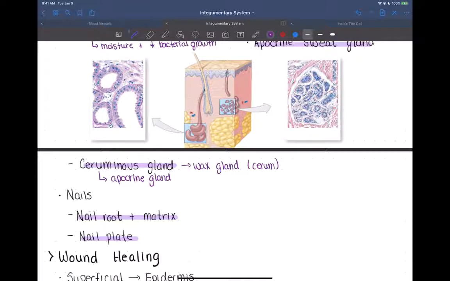So it's very sticky, which I'm sure you know. And so it can help to prevent things from getting down deep into your ear canal. All right. Okay, so that's our ceruminous gland.